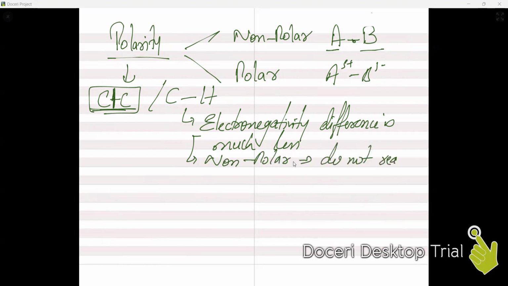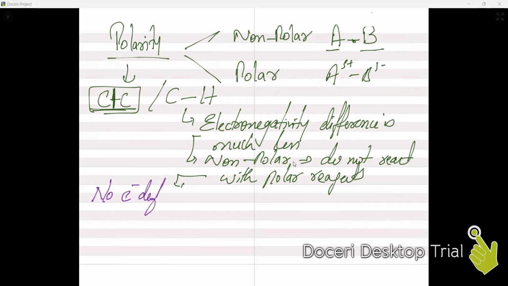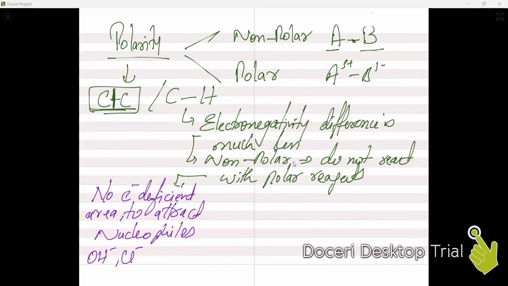Do not react with what? Do not react with polar reagents. Now, there are two things. Number one, they have no electron deficient area. When there is no electron deficient area, of course nucleophiles will not be attracted. Nucleophiles are all those ions which have negative charges. For example, OH is a nucleophile because it has a negative charge. Chloride is a nucleophile because it has a negative charge. Iodide is a nucleophile because it has a negative charge.